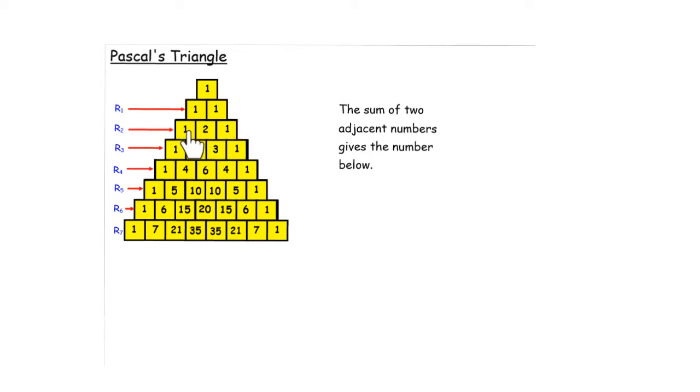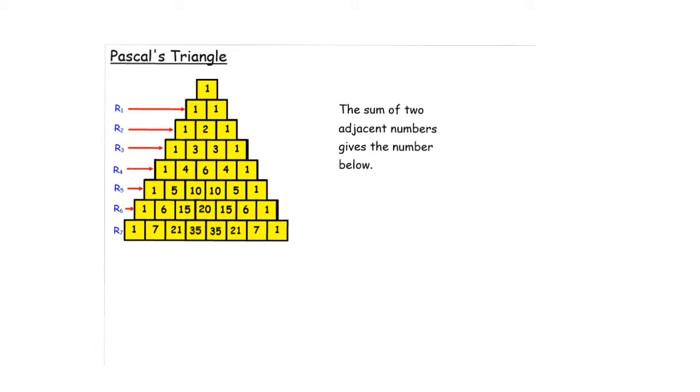Then if you add 1 and nothing again, you get 1. 1 plus 2 gives you 3. 2 plus 1 gives you 3. And then 1 and nothing on that side gives you 1. So right down the sides, you should always have 1s down each side. And then 1 and nothing is 1, 1 and 3 is 4, 3 and 3 is 6, 3 and 1 is 4, 1 and nothing is 1, and you can see it goes on. You can keep it going. This is just done to row 7, but it can keep going as far as you need.